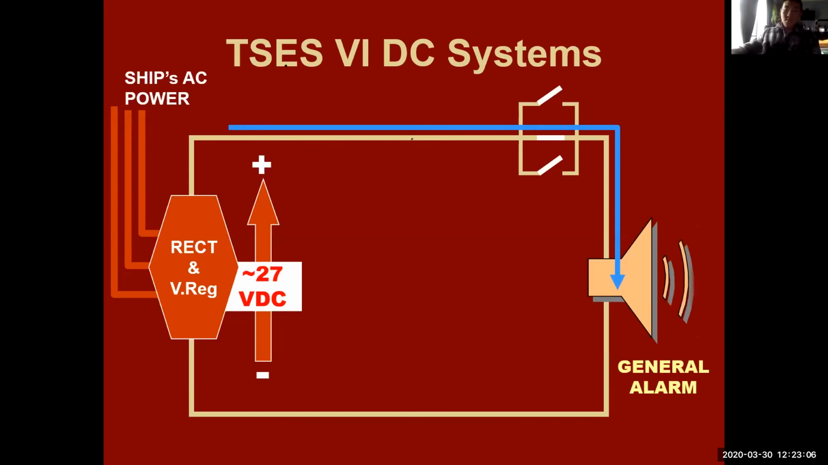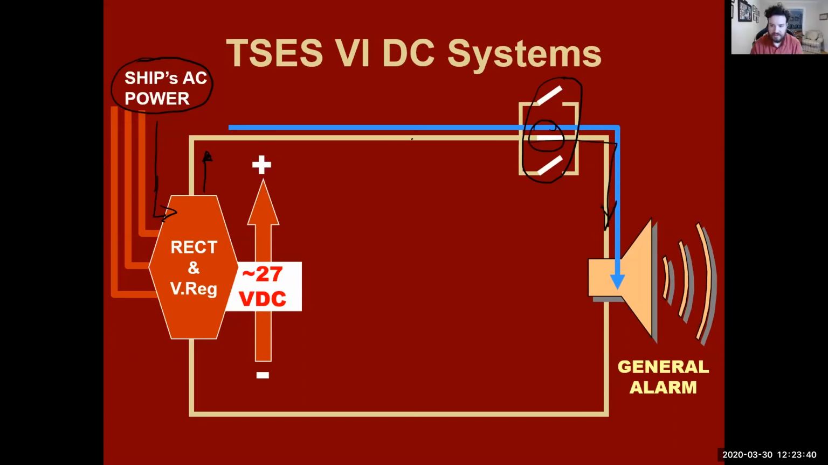So on the TSES, we have a nice little system called the general alarm, which you're all going to become very familiar with, especially when you're in the middle of your sleep. We have ship's AC power coming in. It goes through a rectifier, and now we're on a DC current. Now, we have 3 positions where we can open or close switches to initiate our general alarm. Right now, this one is closed. We have current that allows us to go through our general alarm.